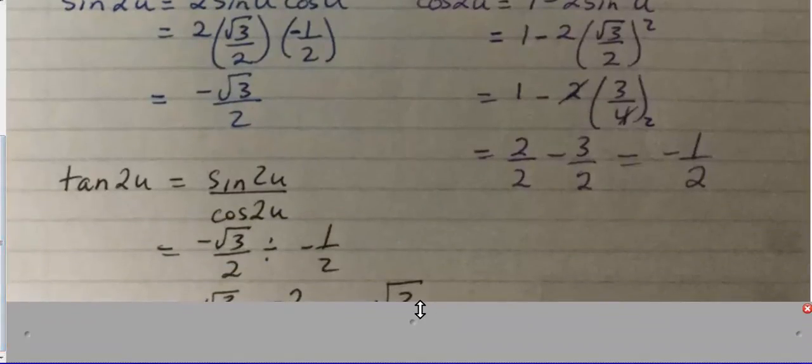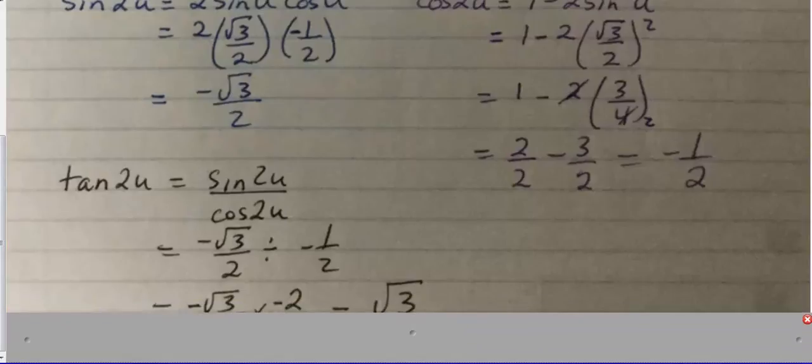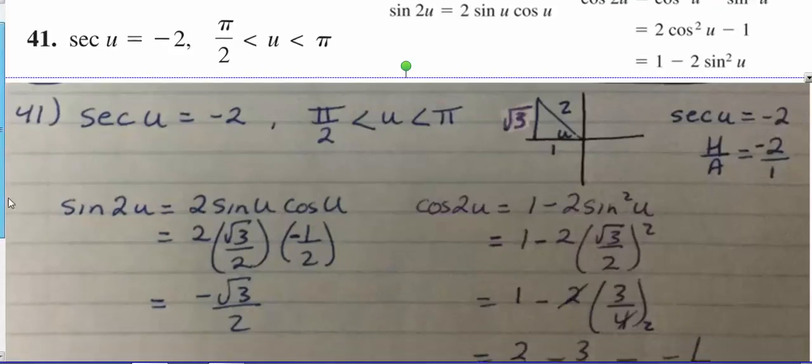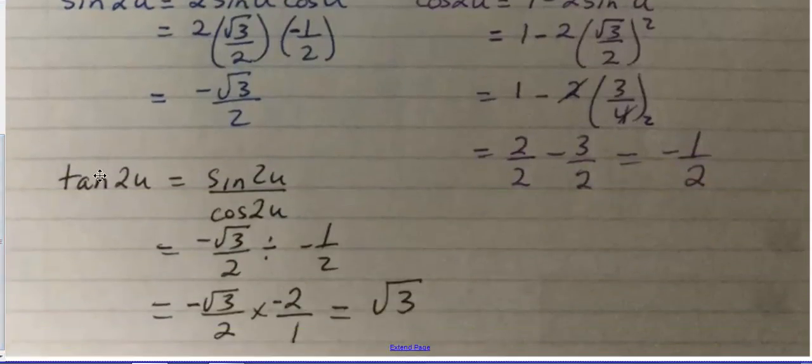And then just sort of a simple thing here. In this case, we don't have a formula for tan of 2u, but we know that tan of any angle is the same as sine of that angle divided by cosine of that angle. So taking our two solutions from the first parts, we can divide them and find that √3 is our solution for tan 2u.